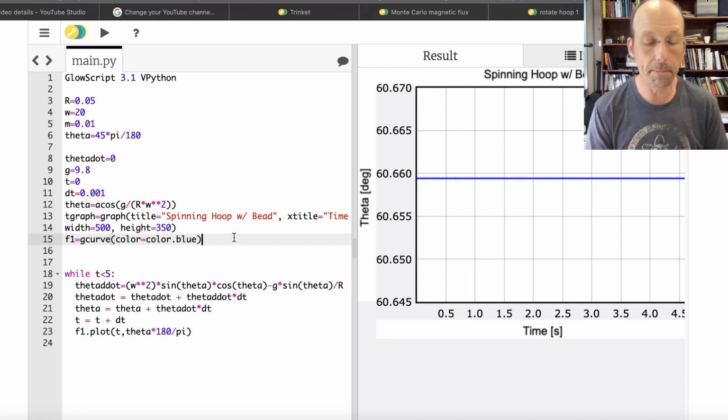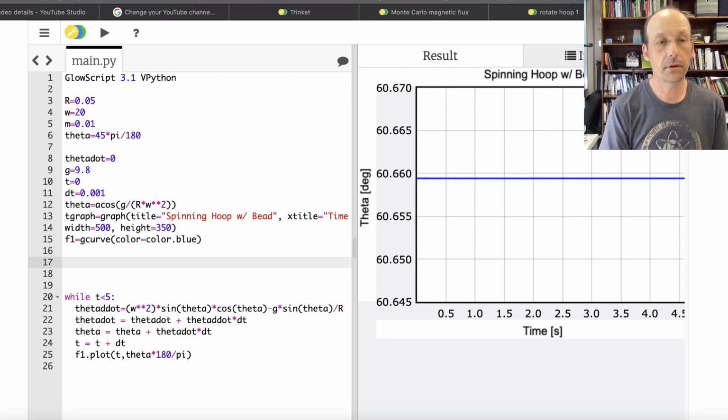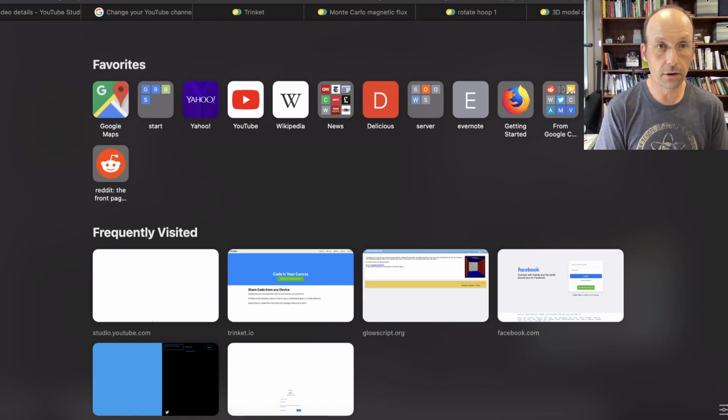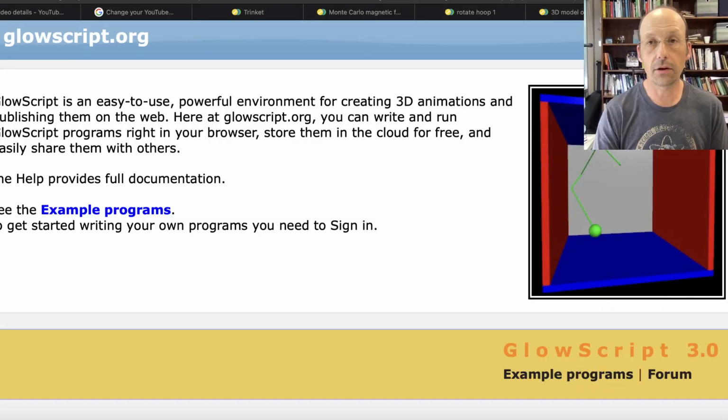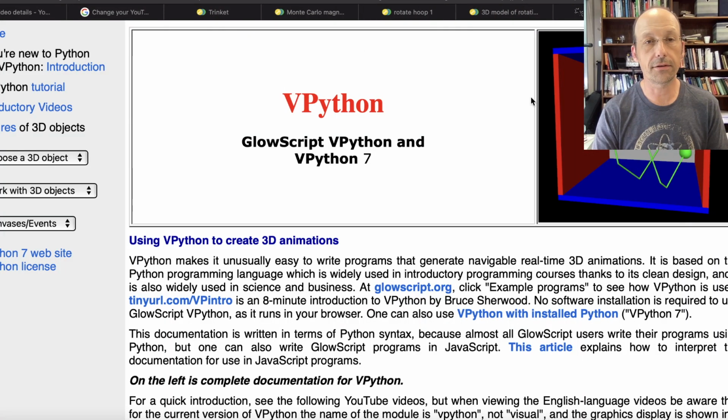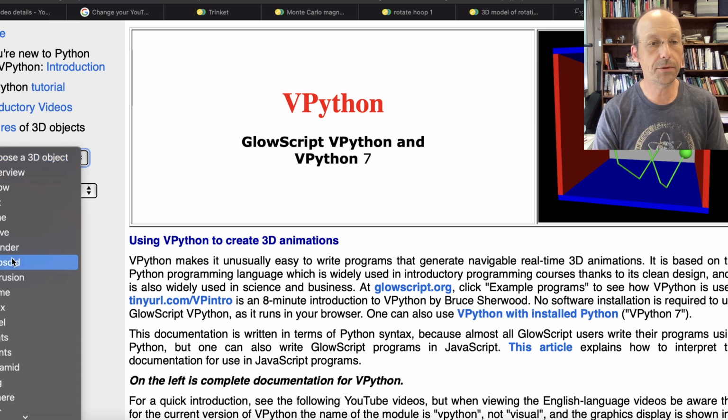So let's just go ahead and make our hoop. It's a 3D object. So I'm going to start off with this hoop. I'm going to say hoop equals ring. Okay, so let's just go over here to GlowScript and go to help, just so you know where to find these things. And choose 3D object, ring.